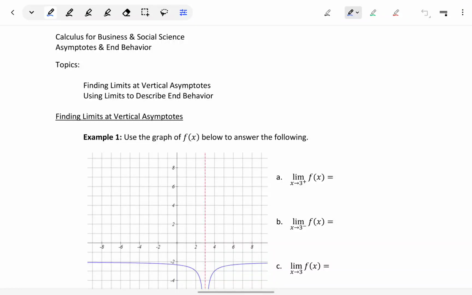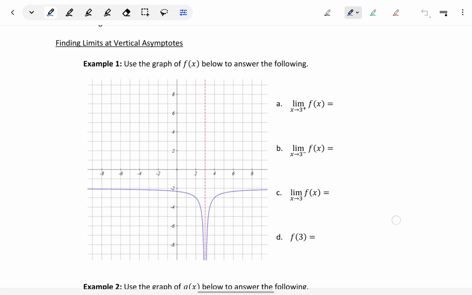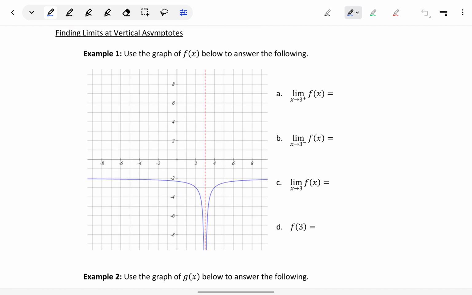In this section, we want to expand on our discussion of limits to talk about how we answer limit questions related to behavior around vertical asymptotes and at the end behavior of a function. To start off, we'll look at finding limits at vertical asymptotes for a function.